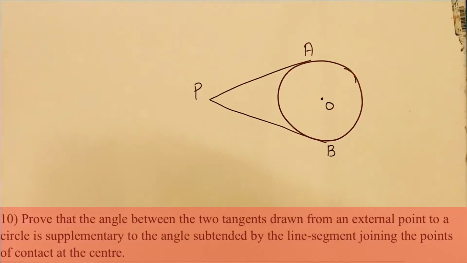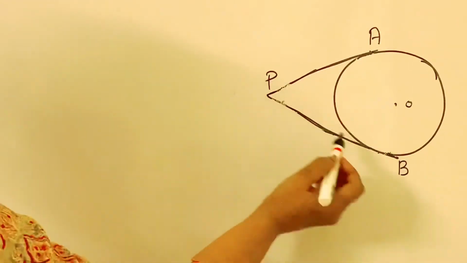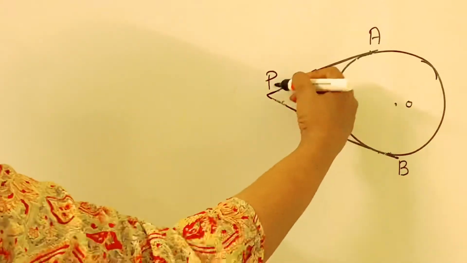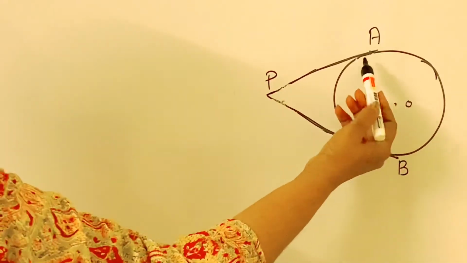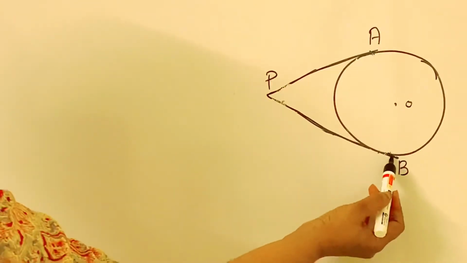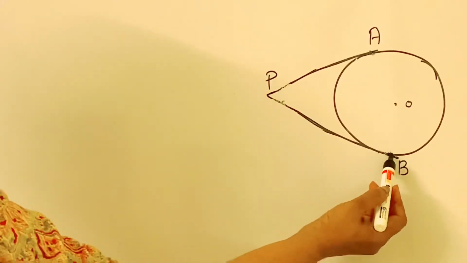Question number 10. Prove that the angle between the two tangents drawn from an external point to a circle is supplementary to the angle subtended by the line segment joining the points of contact at the center. In the figure, it is clear that PA and PB are two tangents, and this tangent touches the circle at the point A. That means this is one point of contact and the other point of contact is B. Here this PB touches the circle at the point B.